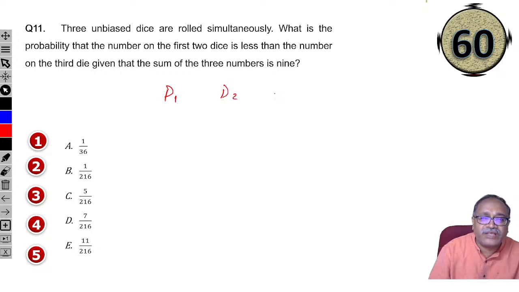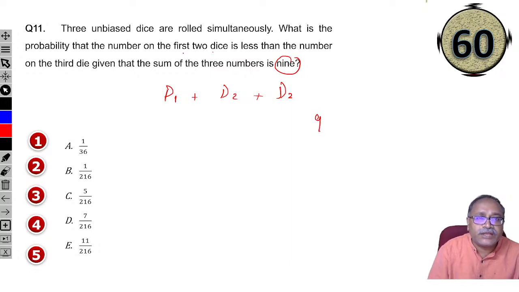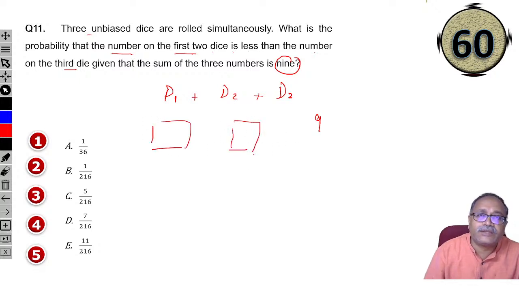Dice 1, dice 2 and dice 3, and the sum of these numbers is said to be 9. Total is 9, and it is also said that the number on first dice is less than the number on third dice. What is the probability that the number on the first 2 dice is less than the number on third dice? So let's see what the possibilities are.